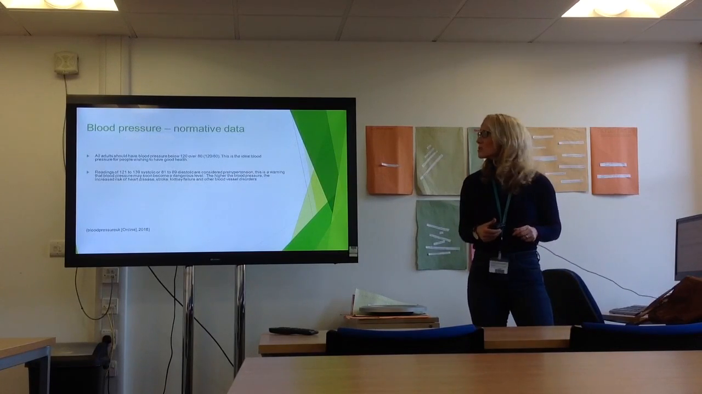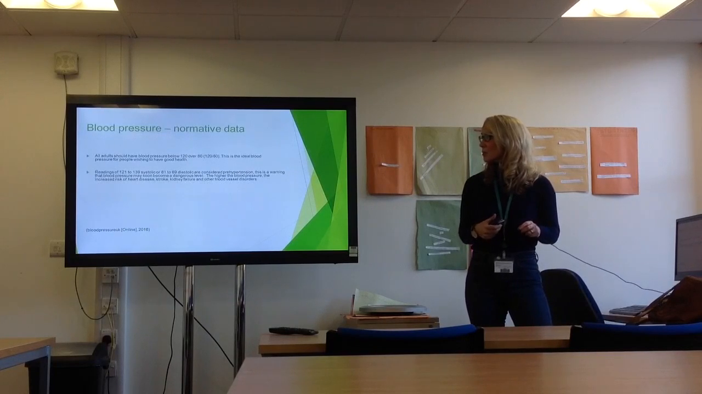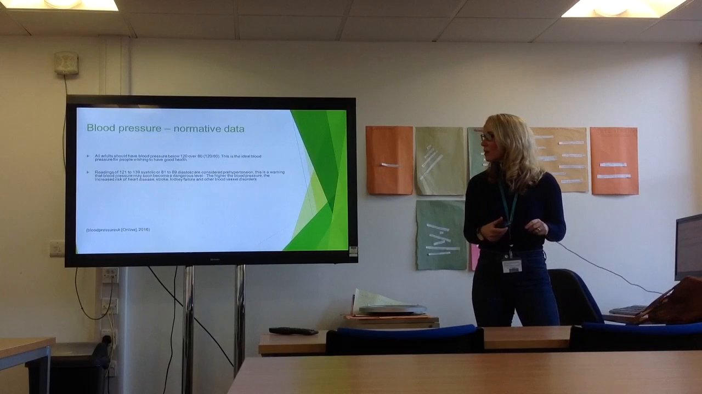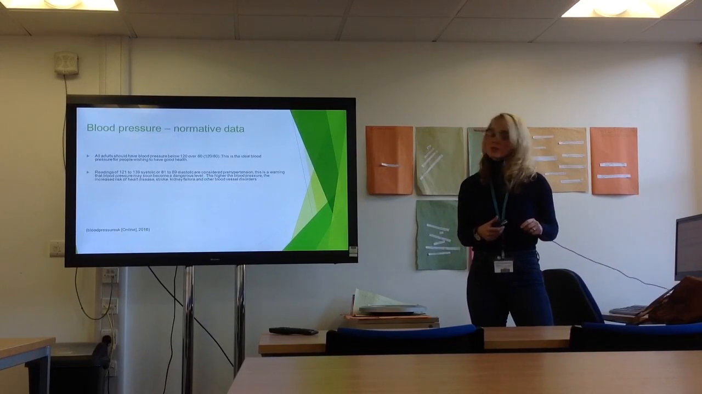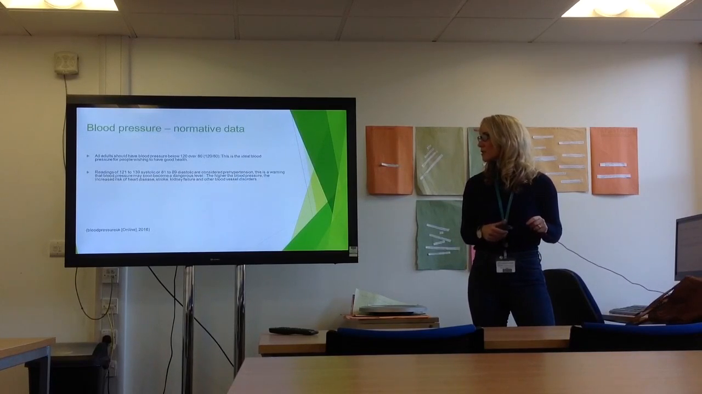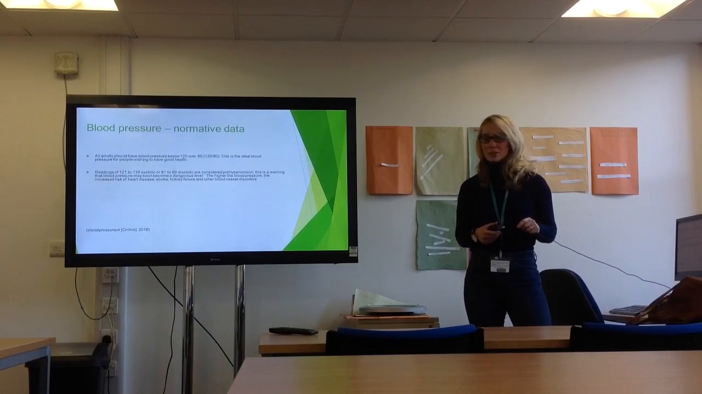All adults should have blood pressure below 120/80. That's the ideal pressure for people who wish to be in good health. Readings of 121 to 139 systolic or 81 to 89 diastolic are considered pre-hypertension. It's a warning that potential blood pressure issues may arise and become dangerous. The higher the blood pressure, the increased risk of heart disease, kidney failure and other blood vessel disorders.